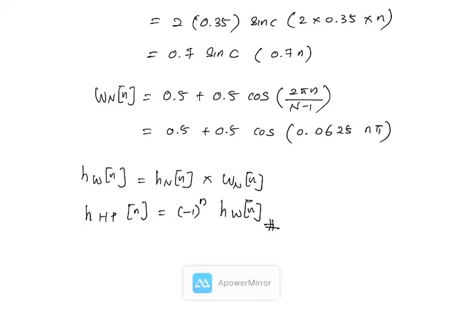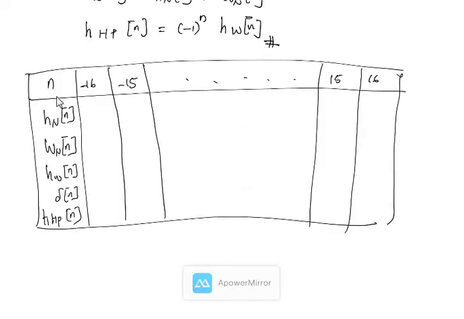Next, you can draw a table to fill in the values. In the table, you fill in n from minus 16 to 16. You can fill in Hn, Wn, and Hwn. And then for the transformation, you have delta n and Hp. You can do the same for the first method and the second method, and both methods will get the same result.